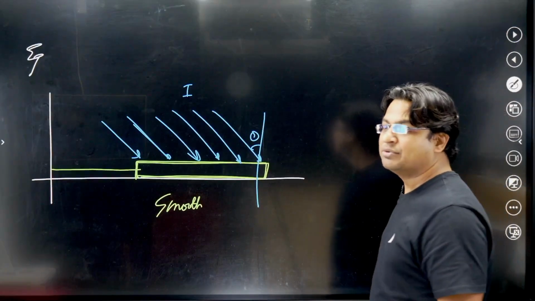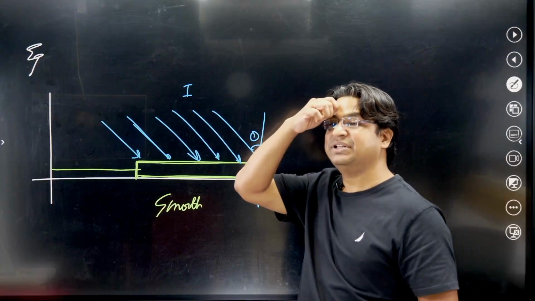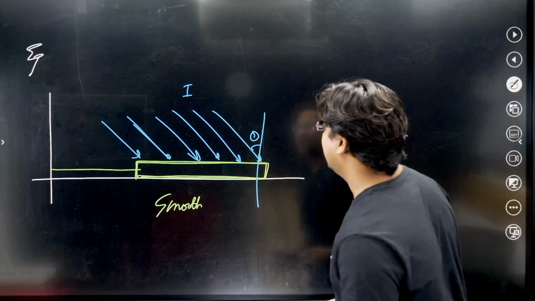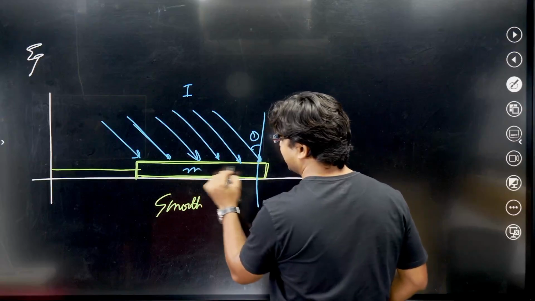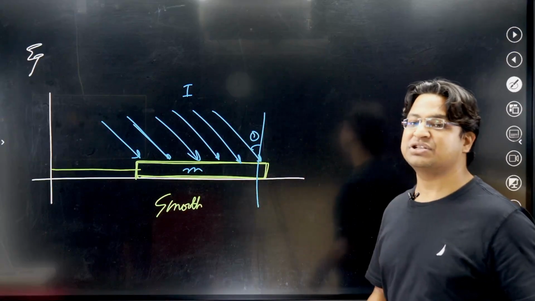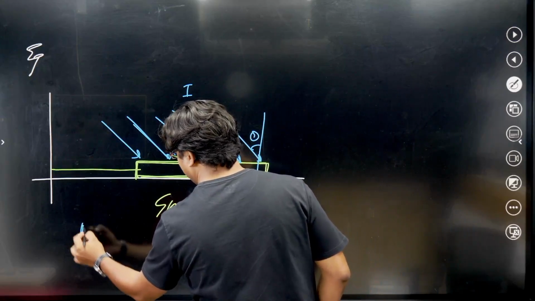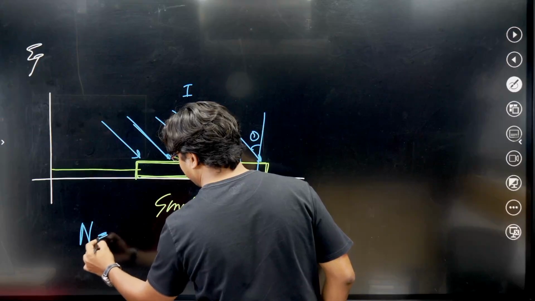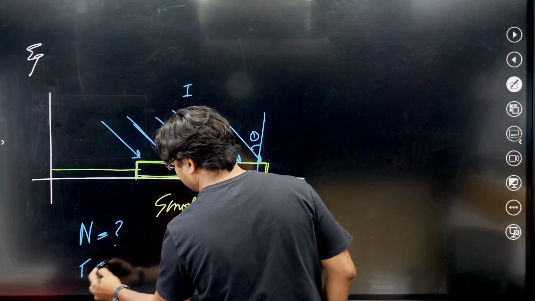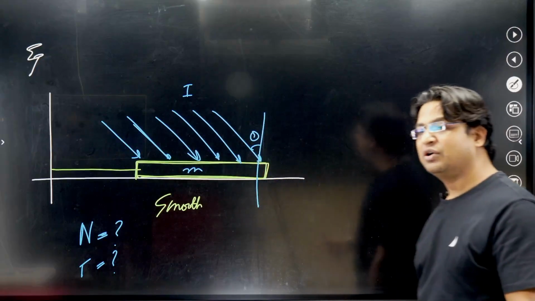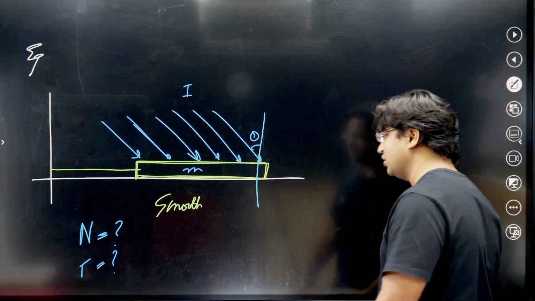Here it was. So my question was, how much tension will be there in the string? Let the mass be m. And the question can also ask you the normal force exerted by the ground. So what we have been asked is, what is the value of normal force exerted by the ground? What is the value of tension in the thread? How do we do this? This is at rest.